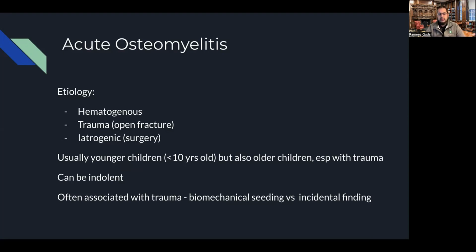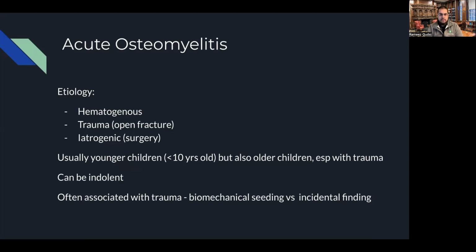It's usually, again, in younger children, maybe less than 10 years old, but older children are also seen commonly with acute osteo, especially in the setting of trauma, open fractures. Older children are more active and more likely to get these injuries. They can be indolent, hard to diagnose, hard to know exactly what's going on. Patients can have very mild symptoms for a while until it becomes more clear.